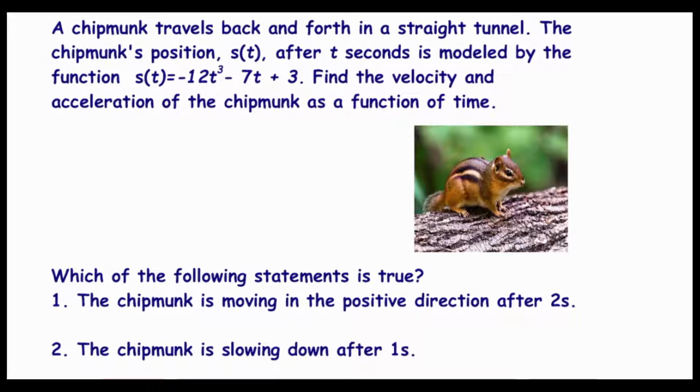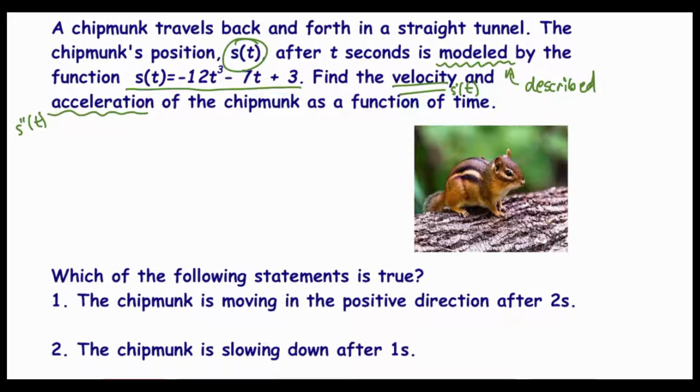First of all, let's make sure we understand what the question is asking us to do here. So first of all, what does it mean by modeled? Well, it means described. So this function describes the location or position of the chipmunk at any given time. And we're asked to find the velocity. Well, I know if my original function is my s of t, my position, the velocity is going to be my first derivative. And acceleration is going to be my second derivative.